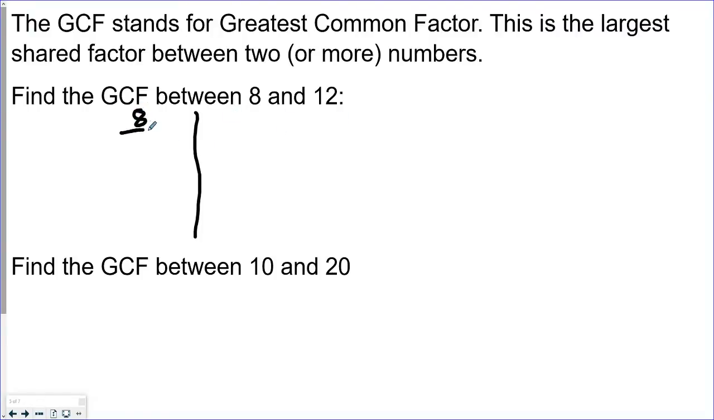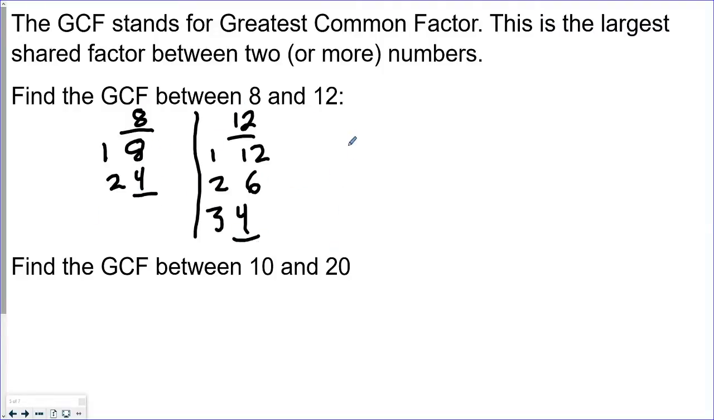So we have 8 and 12 here. So I'm going to list out the factors for 8. So 1 and 8, 2 and 4. That's the end of 8's factors. I'm going to list out the factors for 12. So 12 is 1 and 12, 2 and 6, 3 and 4, and then nothing else. So basically I want to say, okay, what's the biggest number they have in common? Well, here it's 4. So my GCF then is 4.